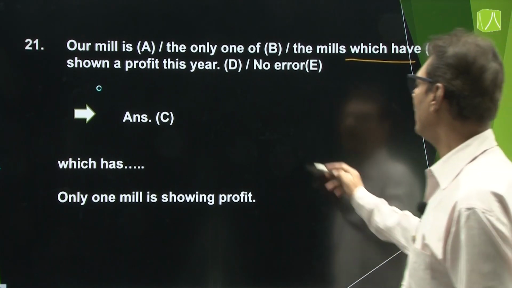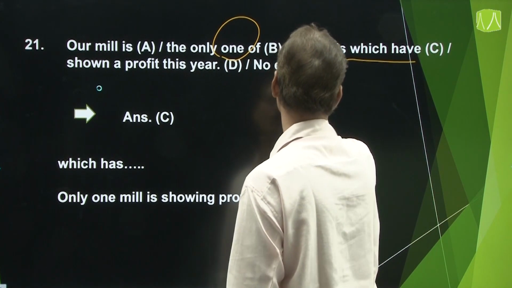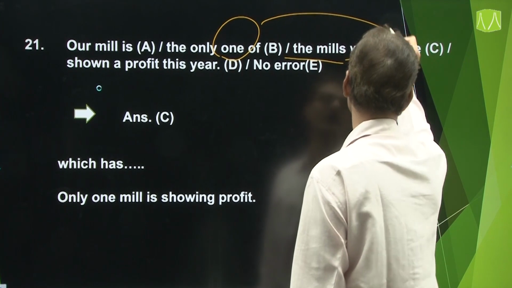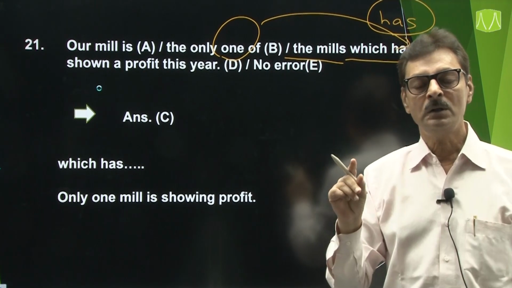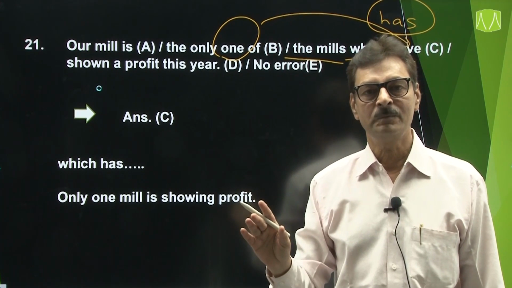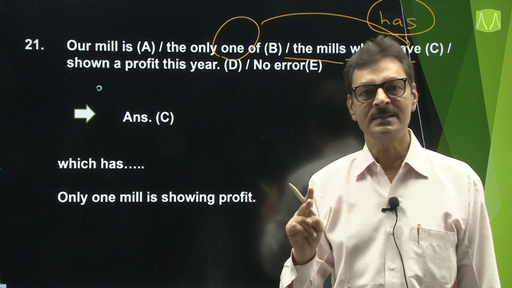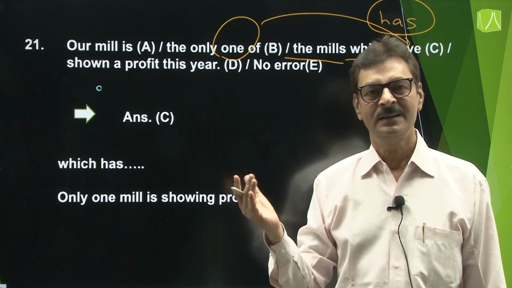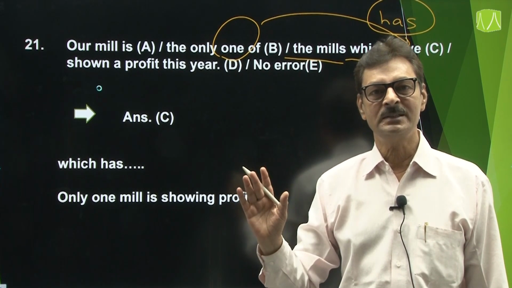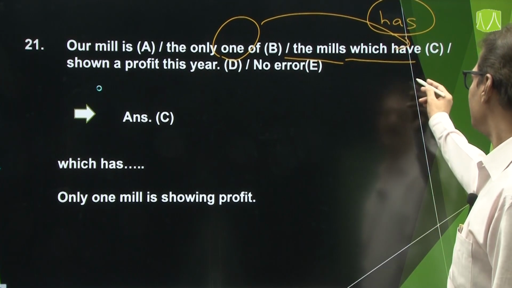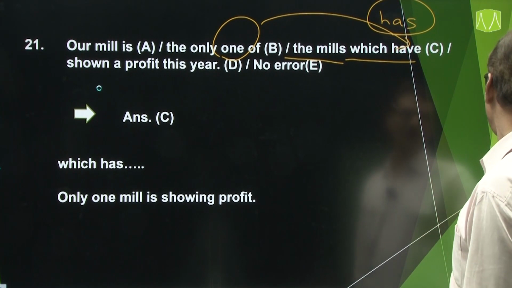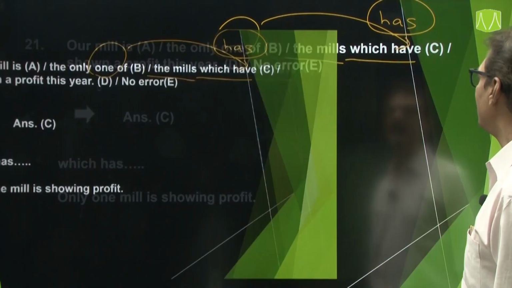Which has. Why? We are talking about only one of the mills. So one will take a singular verb. If there is confusion, again that rule: all the verbs ending with S or ES are singular. Has is singular; are and have go with plural. Remember this again. So the error is in part C. Instead of have, it should have been has.